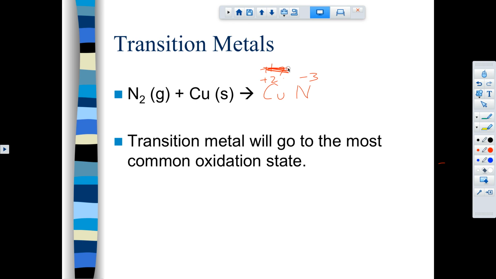And then to balance this, you would need a 3 here and a 2 there to get the neutral formula, because that would give you +6 and -6. And now to balance this, we just need a 3 there. Okay? So main group metals only have one oxidation state. Transition metals could have multiple.